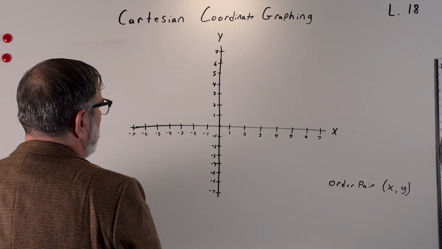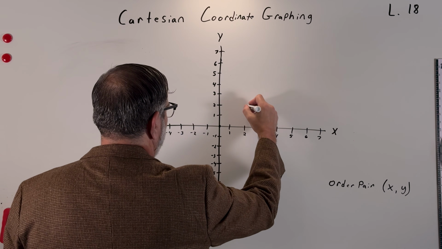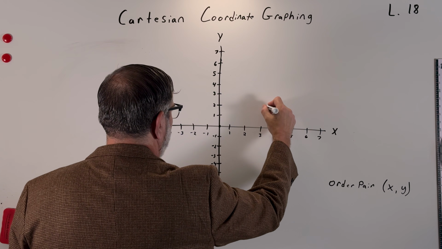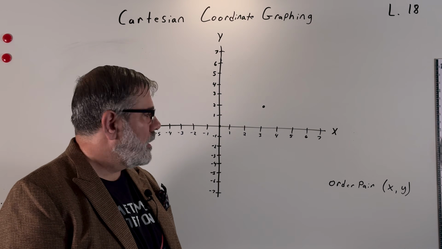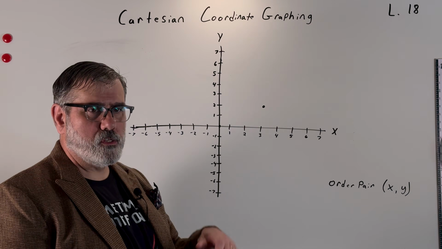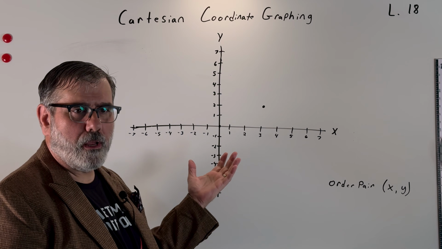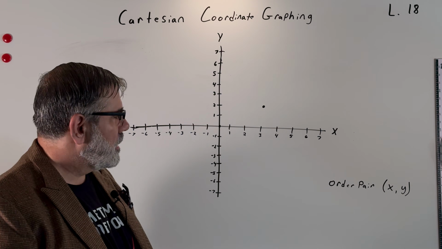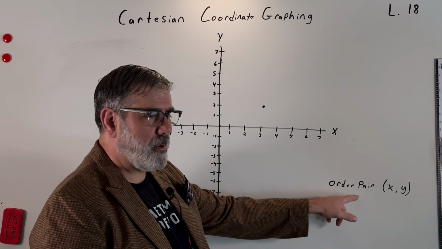Now, what do we put on these graphs? Well, what we put on these graphs are points. So here, for example, would be a point. It looks like this. And we can describe this point, which is intrinsically a geometric thing, right? It's a point somewhere in space. But we can identify this point with numbers by using this ordered pair concept.